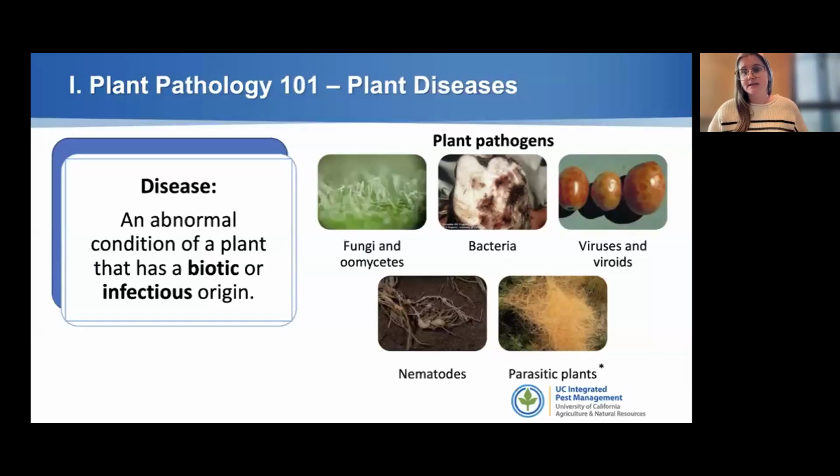So a plant disease is any abnormal condition of a plant that has a biotic or infectious origin. So plant diseases are caused by pathogens or infectious agents, and the majority of plant pathogens are fungi, oomycetes, bacteria, viruses and viroids, nematodes, and we also study parasitic plants in plant pathology because they behave similarly to pathogens.